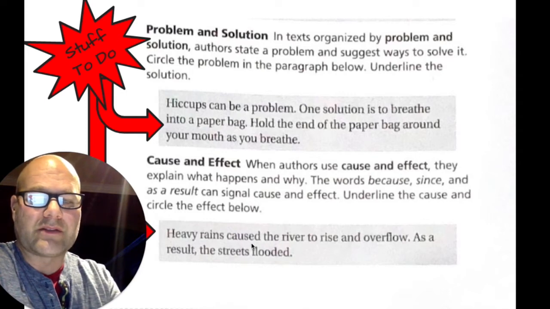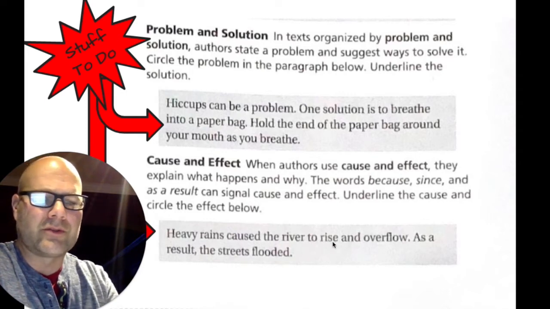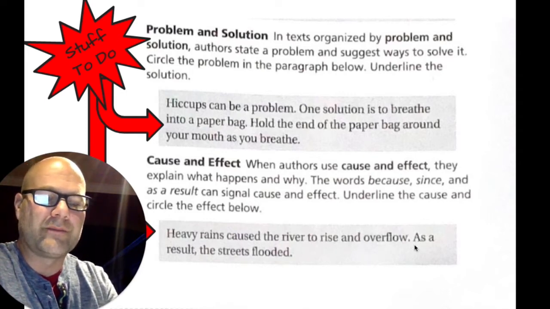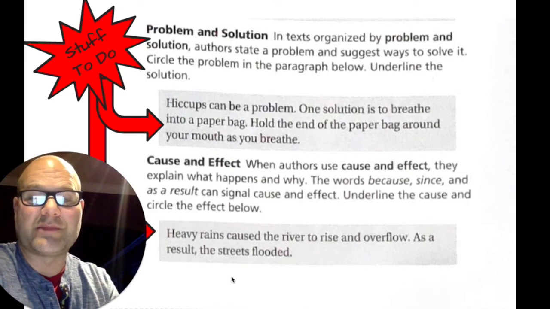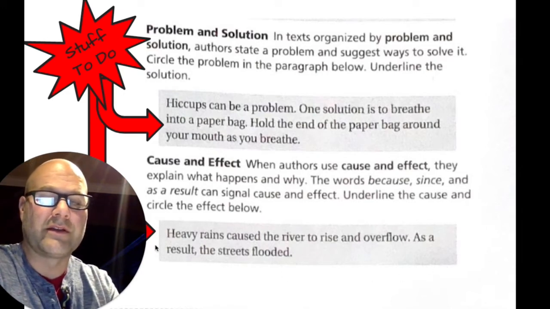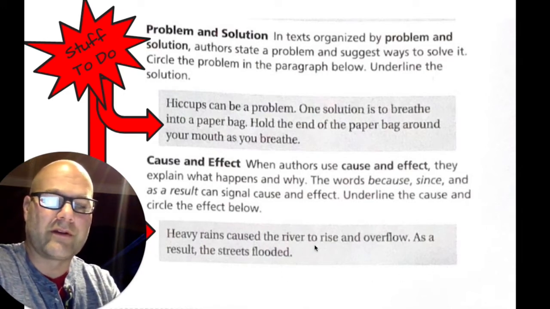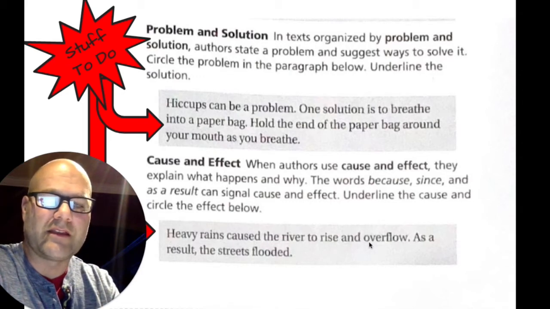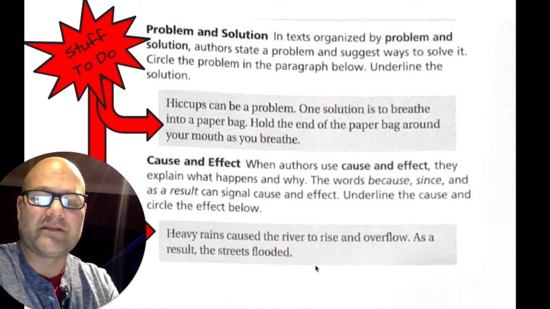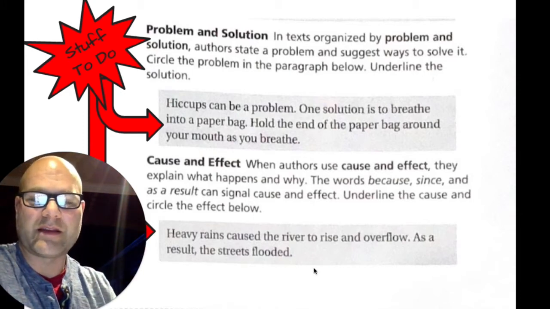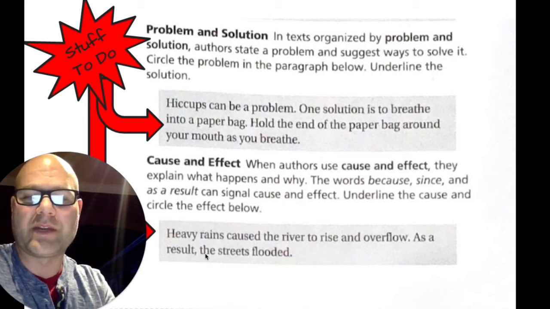Heavy rains caused the river to rise and overflow. As a result, the streets flooded. So it actually seems like there's a couple effects here. The river rose, and then it overflowed, and then because of that, the streets flooded. So it's kind of like this happened, then this happened, then this happened, and it all came from the heavy rains. That would be the cause, right?